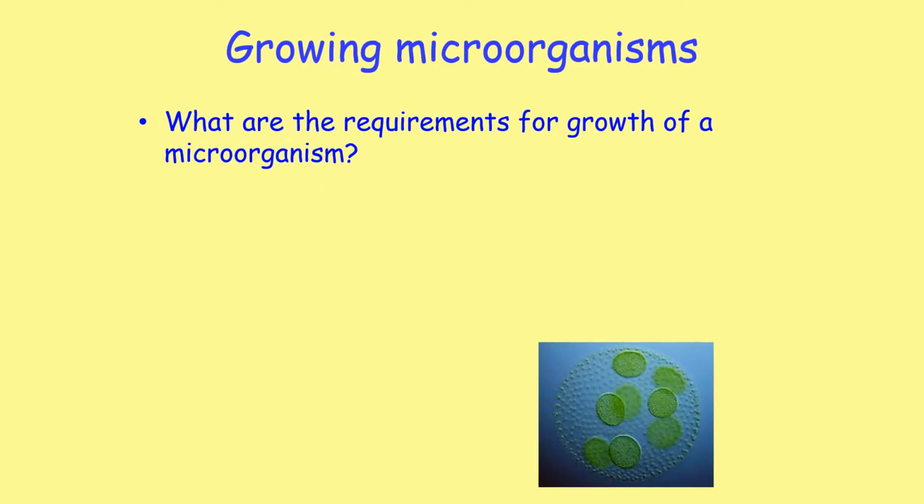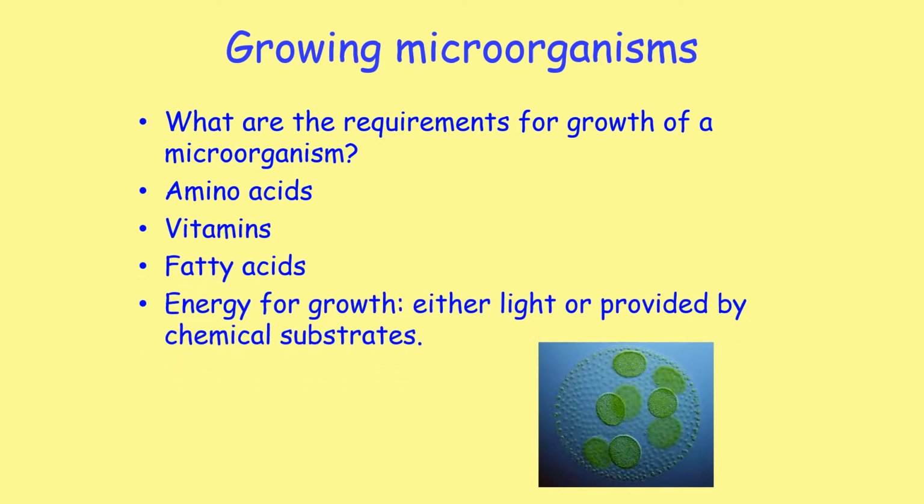So what are the requirements for the growth of microorganisms? If they're going to be producing something that we're going to use as a product, they need to have the materials to produce that. So they'll need things like amino acids to produce proteins. They'll need vitamins, fatty acids, and they're also going to need energy for growth. Now, some microorganisms can actually produce all of these things themselves, like the amino acids, the vitamins and the fatty acids. Some of them will need to take them from their environment. The energy source that the microbe is going to need is either going to be coming from the light, if they're a photosynthetic organism, or it would be provided by chemical substrates within the material that we're growing them on.